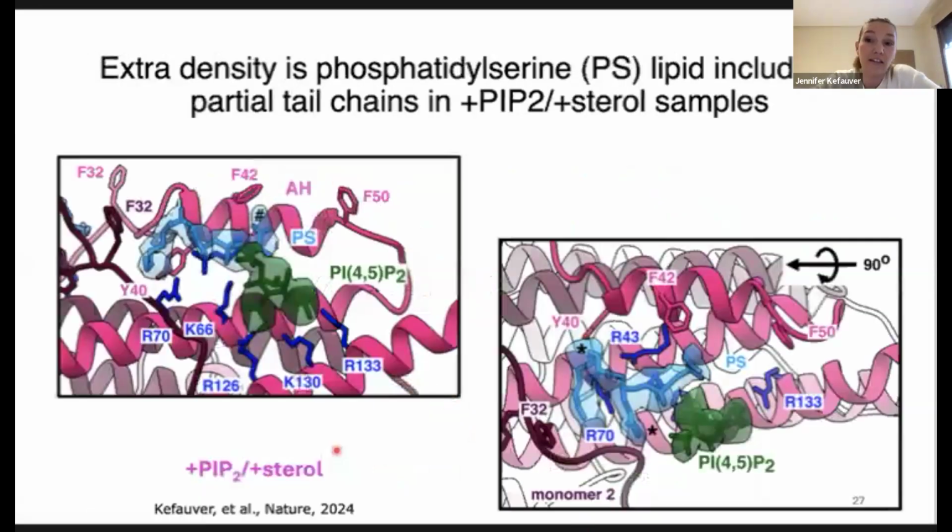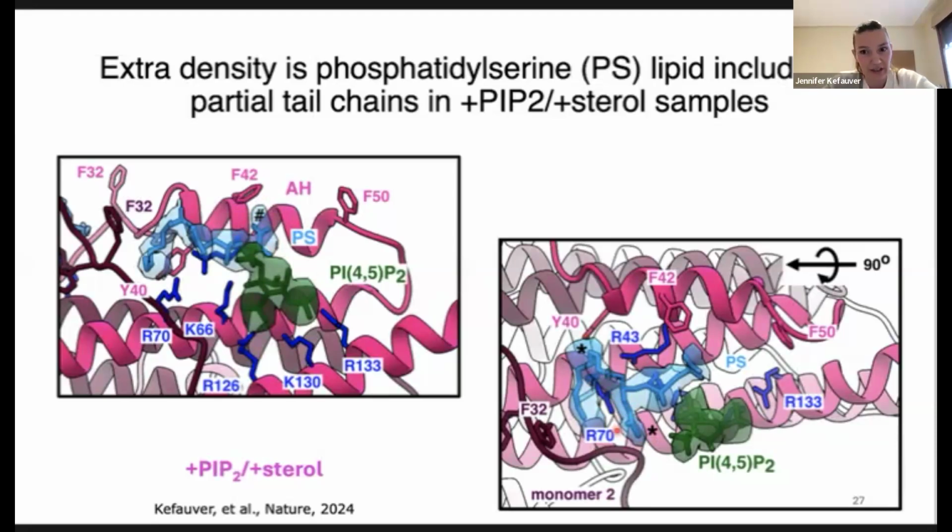The answer to this question became obvious when we looked in our plus PIP2 plus sterol samples. We can see a clear PIP2 head group here in the same location. But between that PIP2 and the amphipathic helix, we saw this extra density in blue. This extra density actually comes from our constant component lipids. It's a phosphatidylserine molecule. You can see the head group here that I've labeled with a pound sign, and we are actually able to build these 2 acyl tails labeled with the little stars that have a big splay.